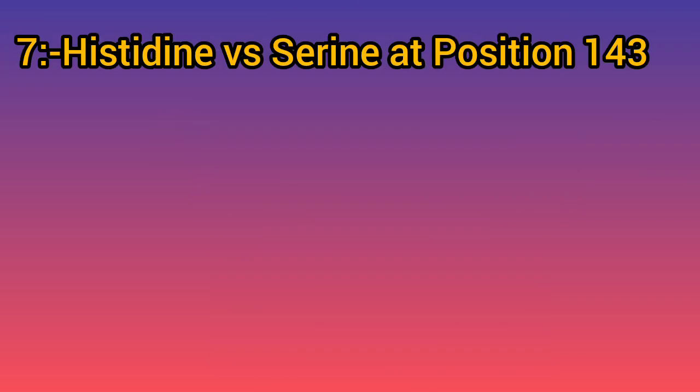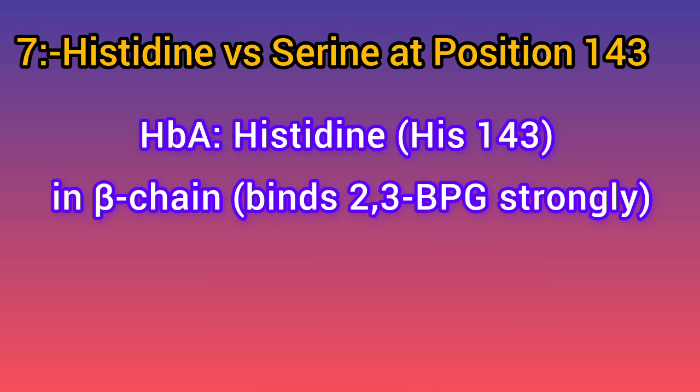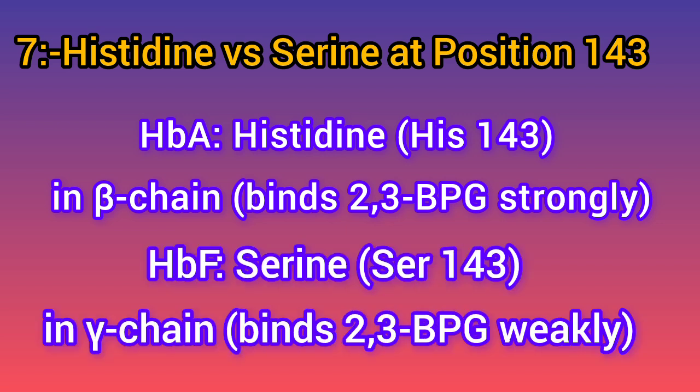What is the key difference between the beta subunit and the gamma subunit, because of which there is a different affinity towards 2,3-BPG? The answer is that there is a difference in the amino acid at the 143 position. Histidine is present in the beta chain, while serine is present in the gamma chain at the 143 position. Histidine is positively charged, while serine has no charge, or is a neutral amino acid.